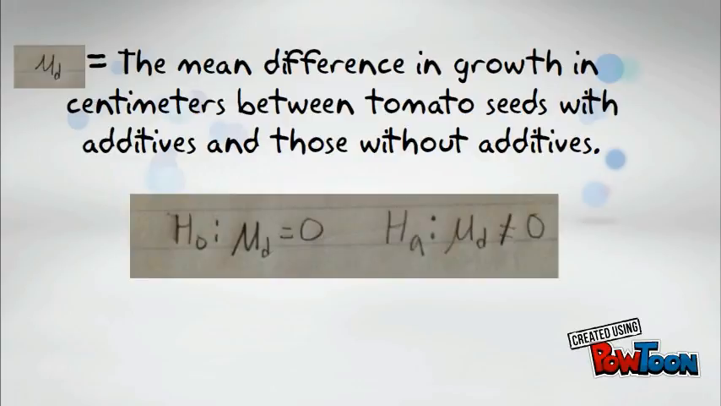Allowing the mean of D to represent the mean difference in growth in centimeters between tomato seeds with additives and those without additives, our null hypothesis is that mu of D equals 0, while our alternative hypothesis is that mu of D does not equal 0.